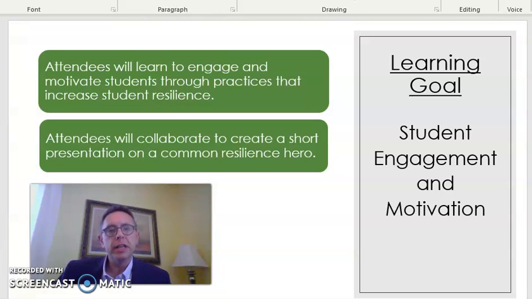The first thing that you need to know is that for the professional development plan that is in place, I'm going to be walking you through one lesson plan within that professional development process. The learning goal that our teachers are going to be looking into during this PD experiment is student engagement and motivation. I've got 2 bullet points there. The first is that attendees will learn to engage and motivate students through practices that increase student resilience. And the second is attendees will collaborate to create a short presentation on a common resilience hero.